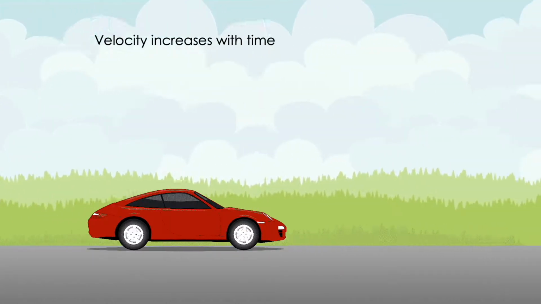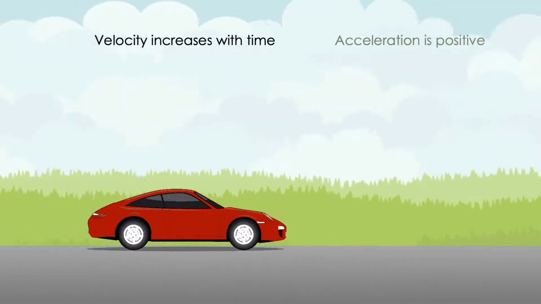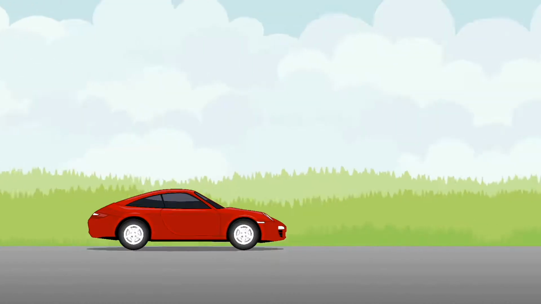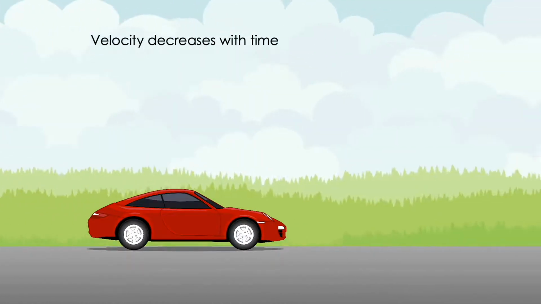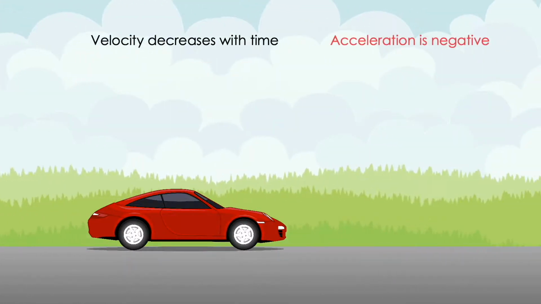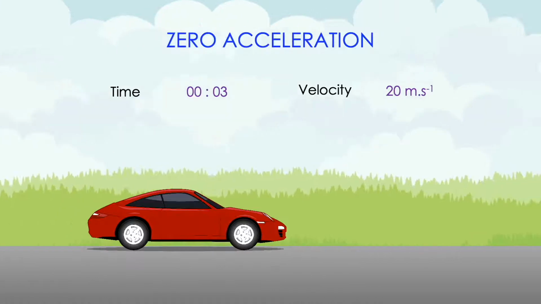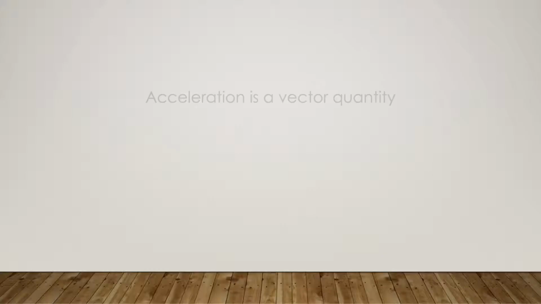If velocity increases with time, the acceleration is said to be positive. If velocity decreases with time, the acceleration is said to be negative. And if the velocity remains constant, the body is said to have zero acceleration. Now, acceleration is a vector quantity. That means it has both magnitude and direction.